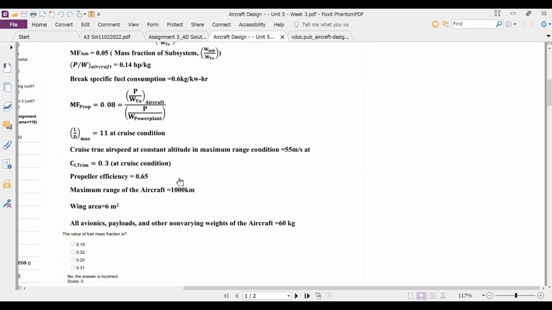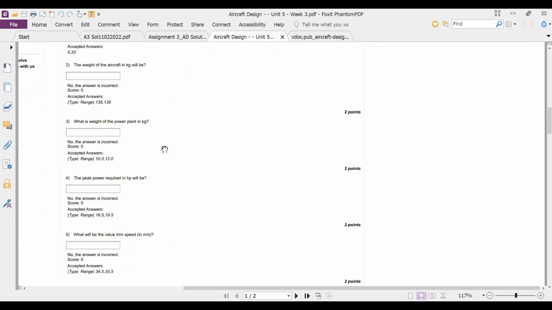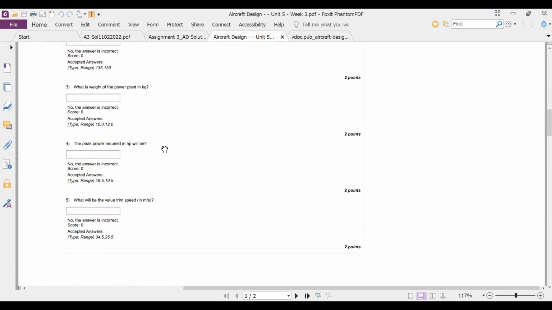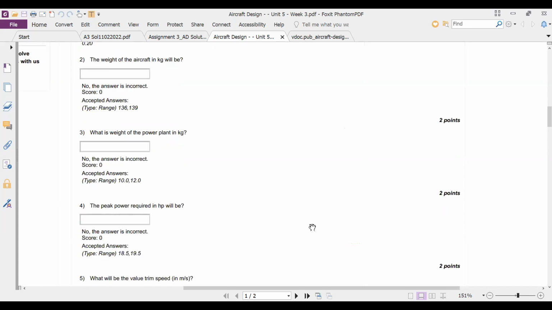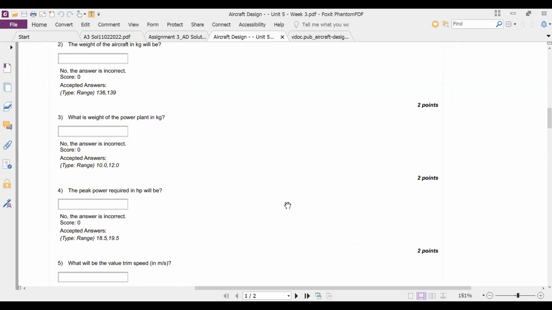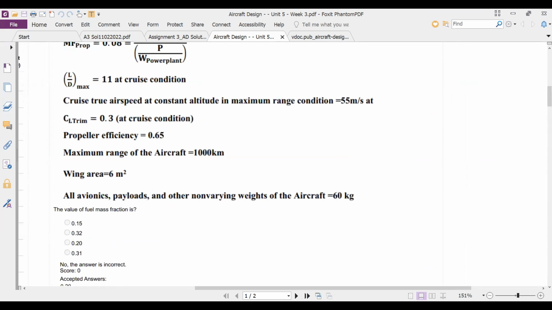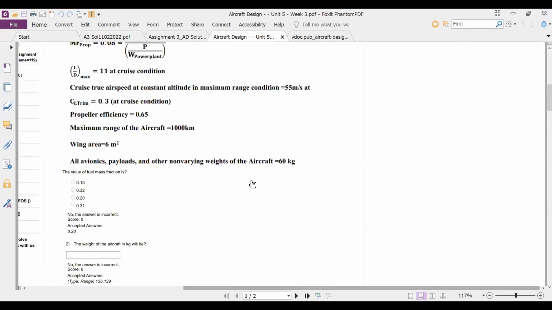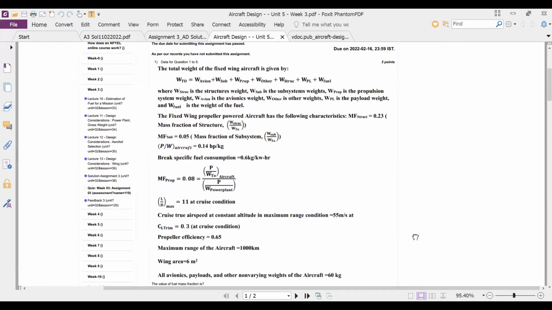And we have finished all the questions. There were only 5 questions. Oh, yes, there is a last question. What will be the trim speed in meter per second? I'll show you the numbers again. And the question is, what is the trim speed? These are the numbers you have. You have your answers also. And the question is, what is the trim speed?